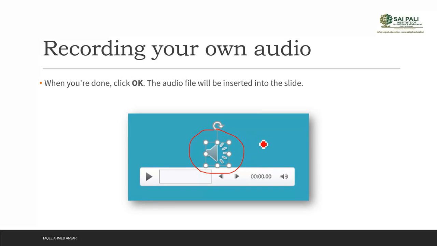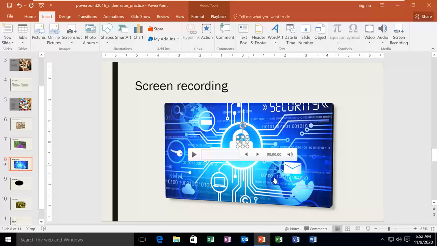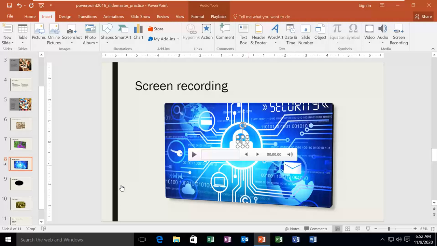Now once you have added it, it looks like a shape also, and you can play it here. You can play, pause, and jump on the timeline just like the video we have done. Also you can move it. If you want to move it to some other place, then you can drag it and move it. And if you want to delete it, just select it and press the Delete key on your keyboard and it will be deleted. If you want to move it somewhere else, you can just select and drag it where you want to move.